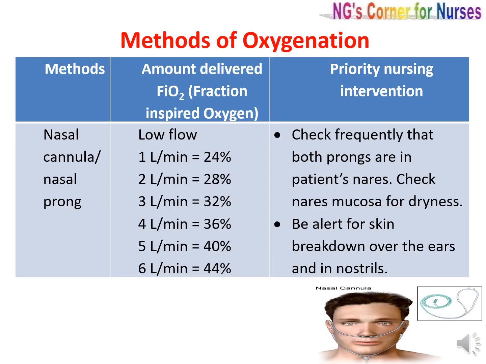Next, coming to the methods of oxygenation. The first method is the nasal cannula or nasal prong. Through nasal cannula or nasal prong, we can deliver low flow oxygen, that is from 1 liter per minute to 6 liters per minute, and the percentage is 24 to 44%. The priority nursing interventions for nasal cannula are: check frequently that both prongs are in the patient's nares. Check nares mucosa for dryness and be alert for skin breakdown over the ears and in the nostrils.